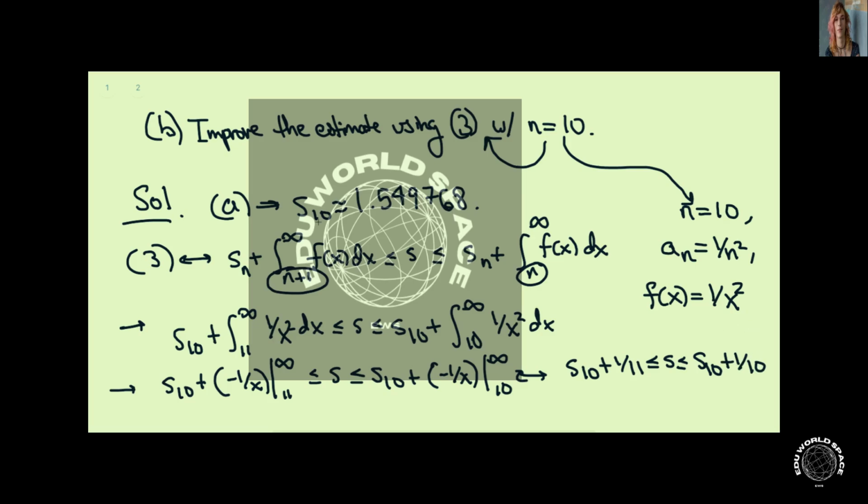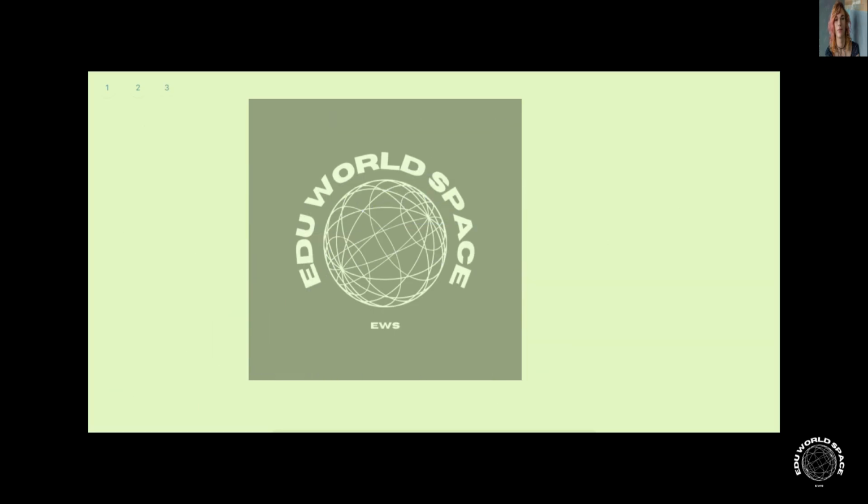So that now one would use the information from part A and plug that in for the S10s here. So plug those in for S10 and then add the fraction. And so going on to the next page, I'll write this out. So there's S10 plus 1 over 11 and then S10 plus 1 over 10. And then just add those together.